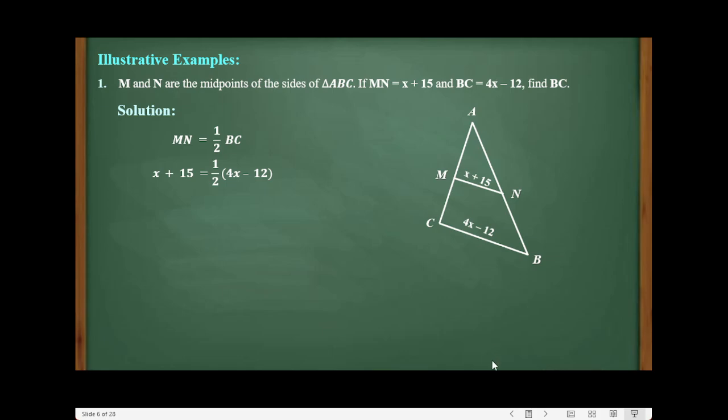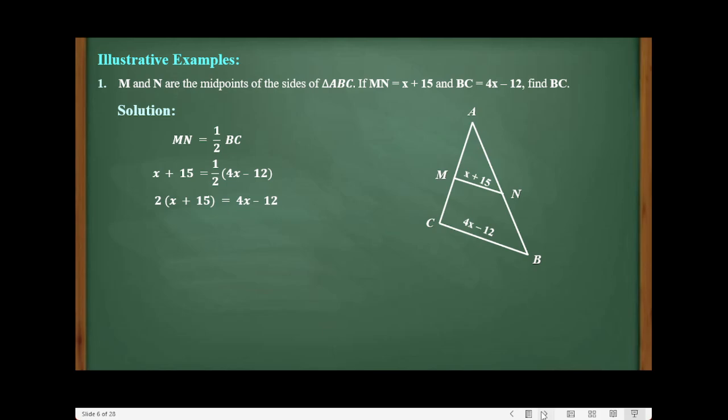So from this equation, we find the value of x. So solve for x. What do we do? We clear the denominator by multiplying both sides by 2. So the left side becomes 2 times the quantity x plus 15. And since the right side is also multiplied by 2, mawawala yung denominator na 2. What will be left on the right side is the expression inside the parentheses, which is 4x minus 12.